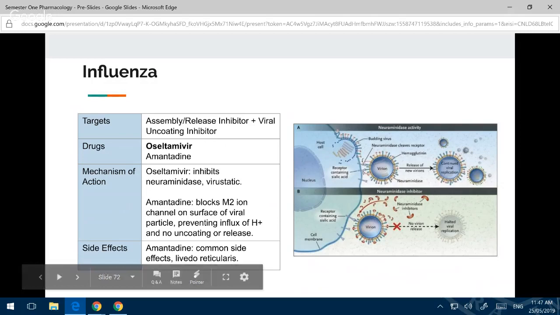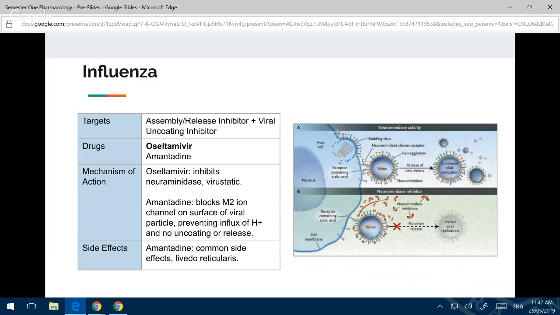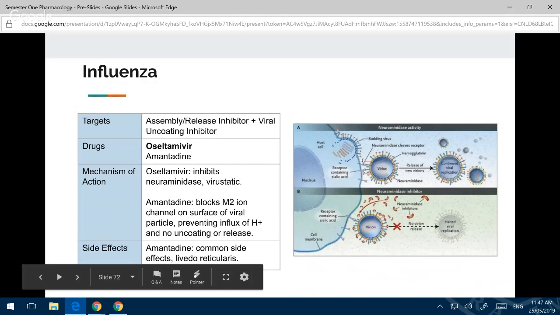So oseltamivir inhibits neuraminidase and is virostatic, whereas amantadine blocks M2 ion channels on the surface of viral particles. So this prevents influx of hydrogen ions, which would lower acidity. What this does is it stops this acidification, which prevents uncoating or release. Amantadine does have a bunch of common side effects, like GIT effects and livedo reticularis. I'll let you Google that one if you're interested.